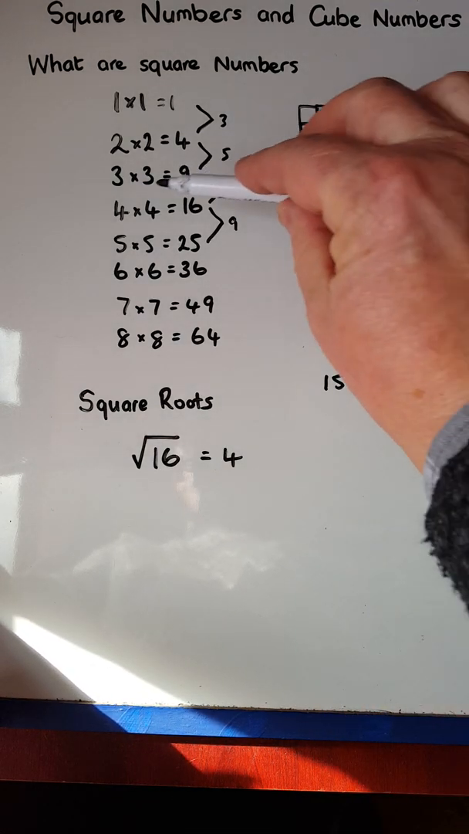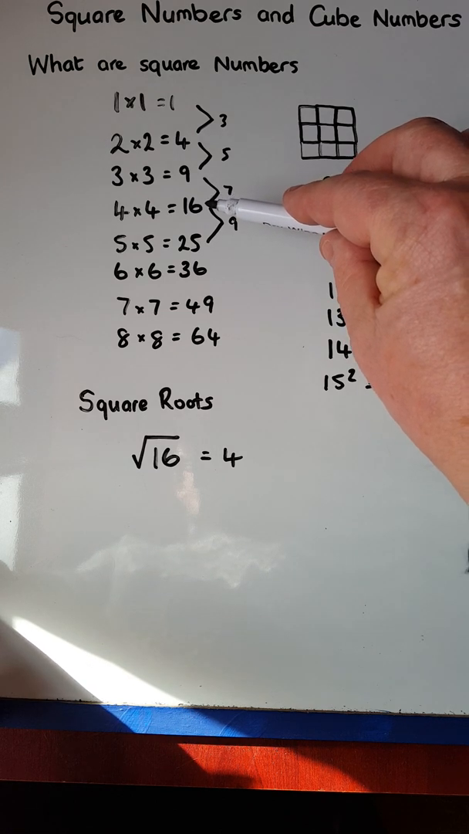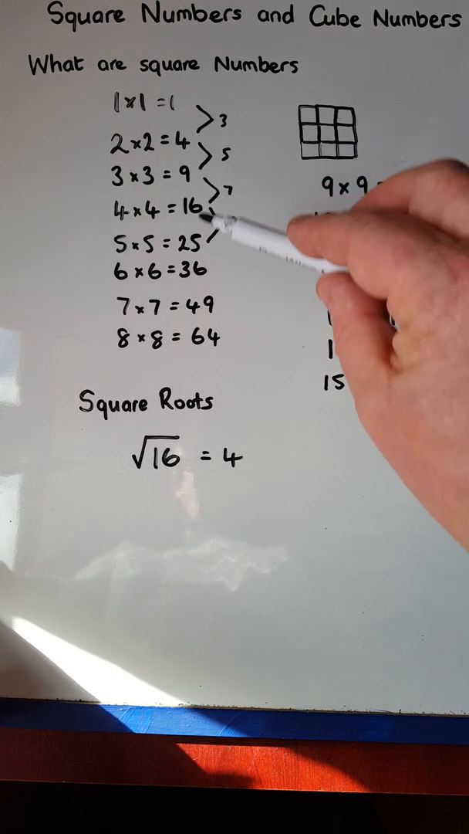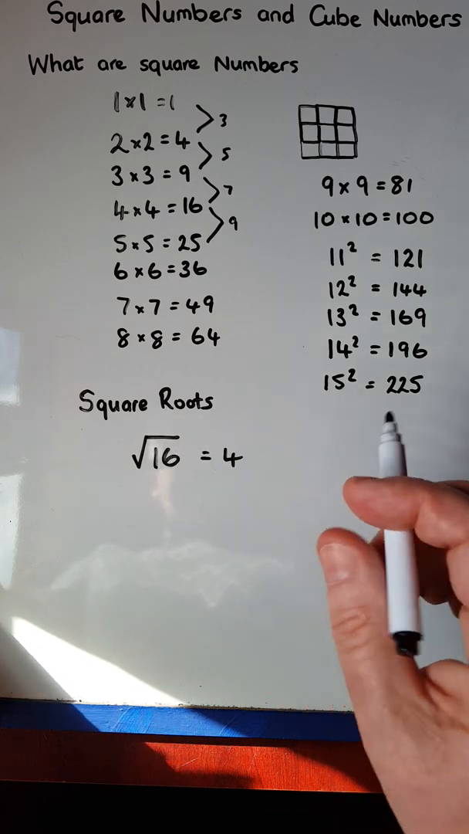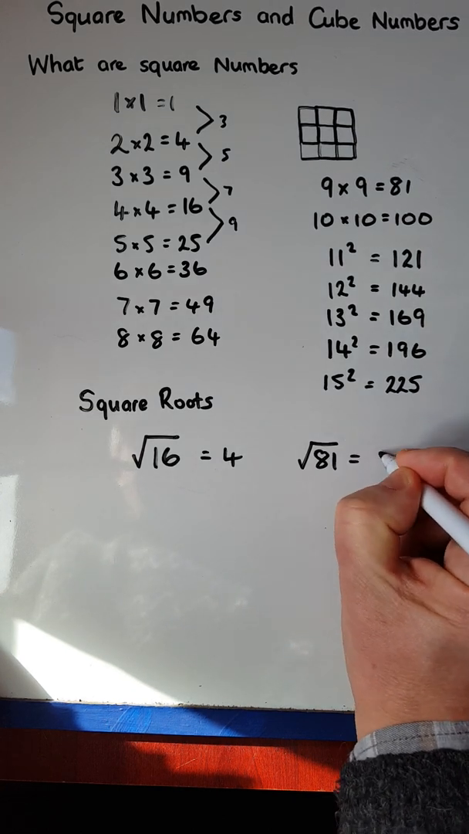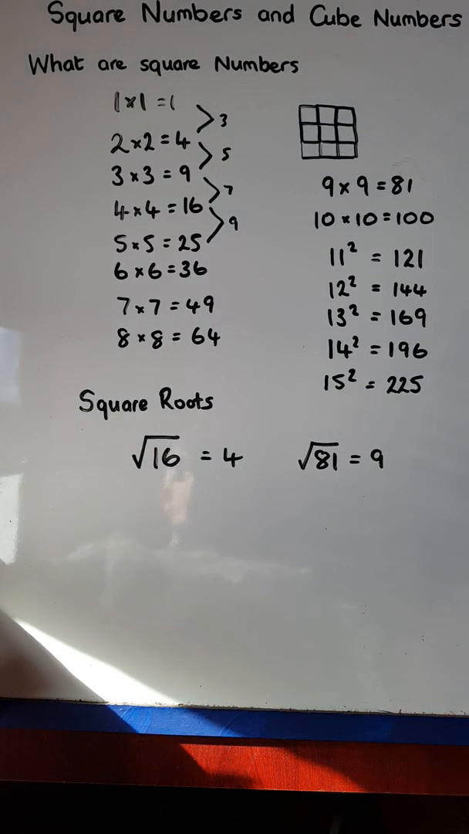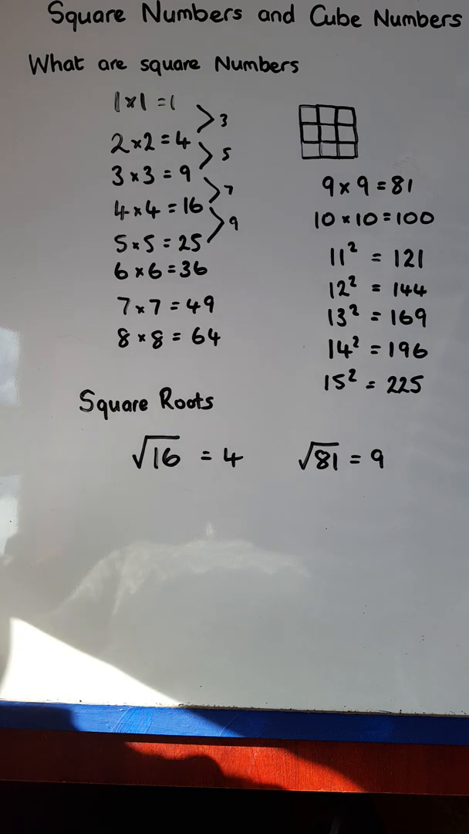Can you see why? 4 fours are 16. The square root of 16, we're asking you what number has to be multiplied by itself to make 16. So the square root of 16 is 4. The square root of 81 is 9. So the square roots are where the square numbers came from in the first place. Just like with a plant, the roots are the things that are underneath at the bottom of it. It's the same with a square root. It's the thing that it started from.